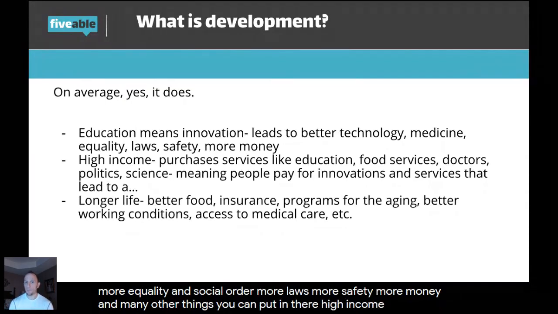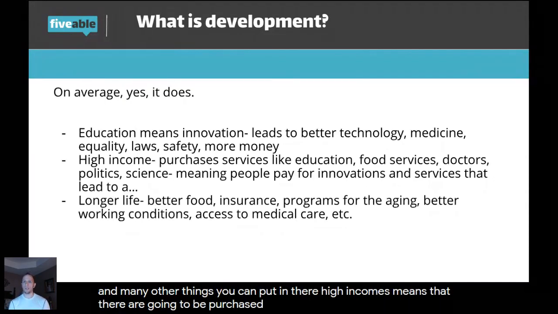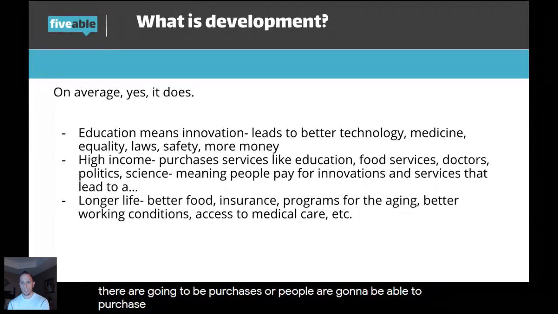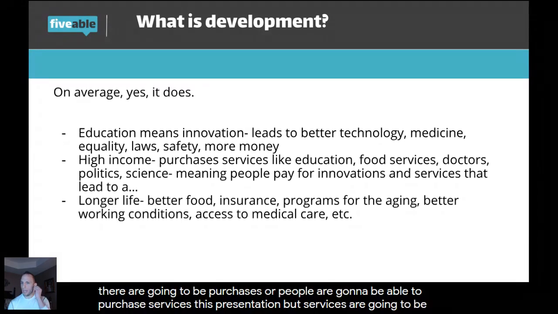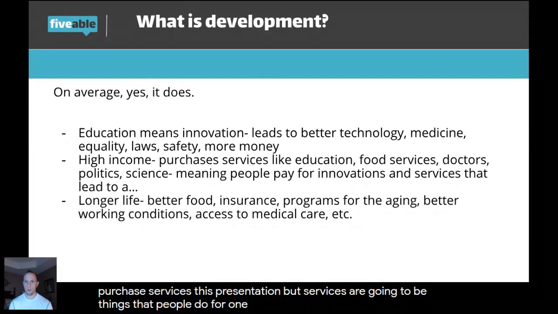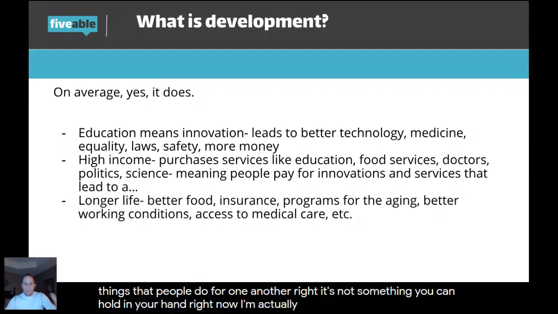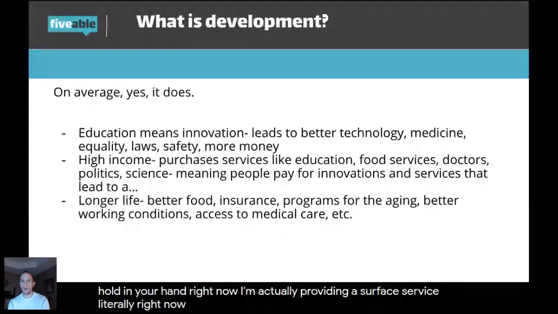High incomes means that people are going to be able to purchase services. We'll talk more about that a little bit towards the end of this presentation. But services are things that people do for one another. It's not something you can hold in your hand. Right now, I am actually providing a service. You can't take this review lecture and hold it in your hands, right?